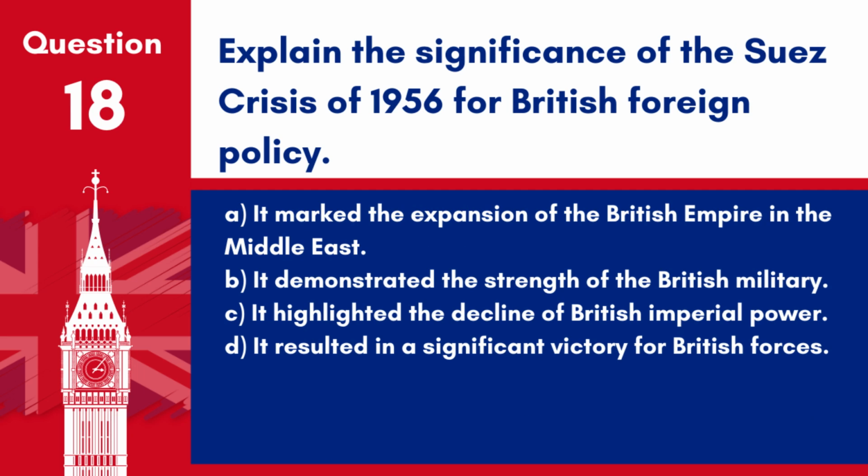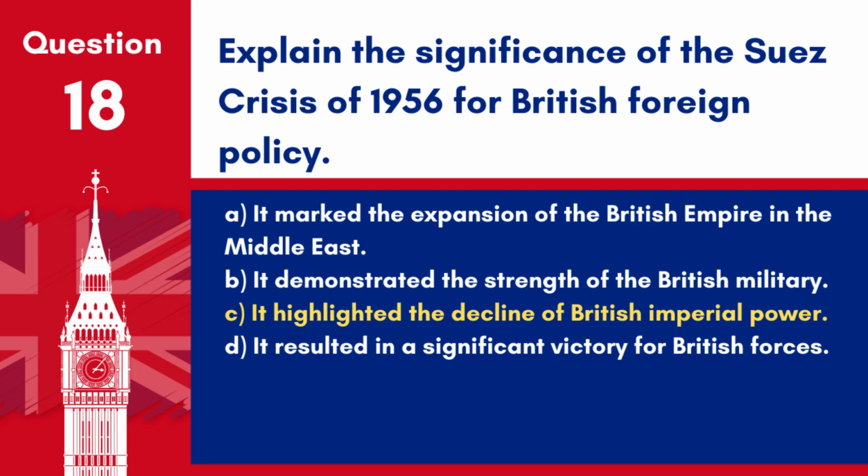Question 18. Explain the significance of the Suez Crisis of 1956 for British foreign policy. A. It marked the expansion of the British Empire in the Middle East. B. It demonstrated the strength of the British military. C. It highlighted the decline of British imperial power. D. It resulted in a significant victory for British forces.